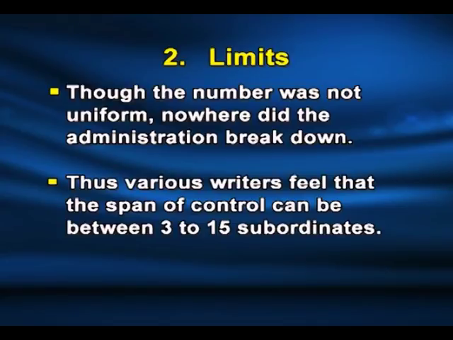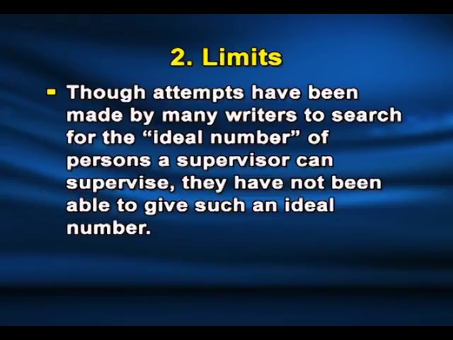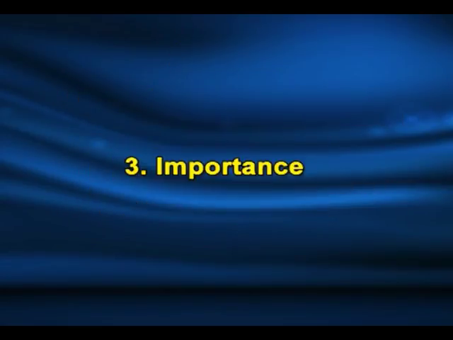Thus, various writers feel that the span of control can be between 3 to 15. Though attempts have been made by many writers to search for the ideal number of persons a supervisor can supervise, they have not been able to give such an ideal number. Now, what is the importance?